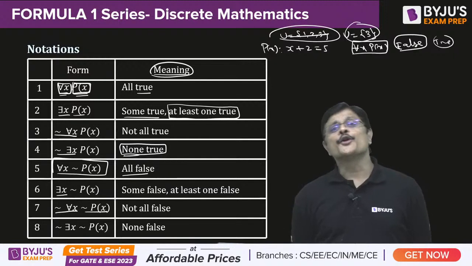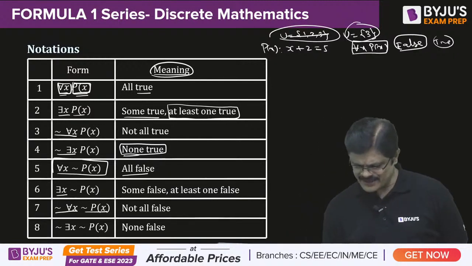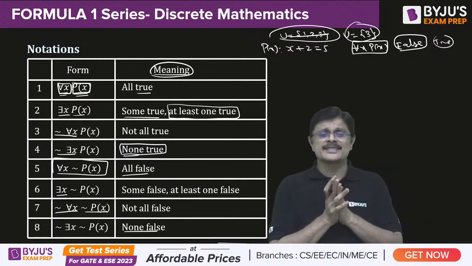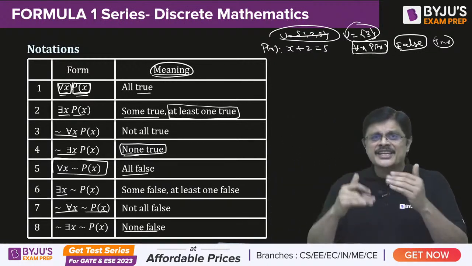Next comes negation there exists. That is none, not true. That is none false. That's it. After knowing the 8 forms and their meanings, what we need to understand is the relation between them.